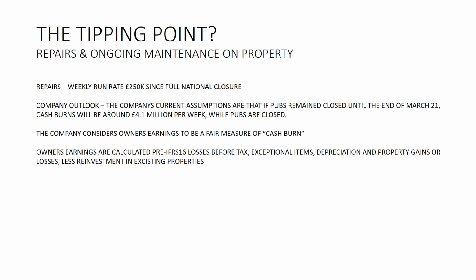The tipping point potentially is repairs or ongoing maintenance on these properties. What I've worked out is currently the weekly run rate is around 250,000 since the national closure. Before this it was closer to 4 million a week in maintenance. Now they've got it down to about 1 million a month. And what we can see here is the company outlook. The company has come out recently and said that they assume the pubs will remain closed until the end of March of this year. Total cash burns will be around 4.1 million a week.